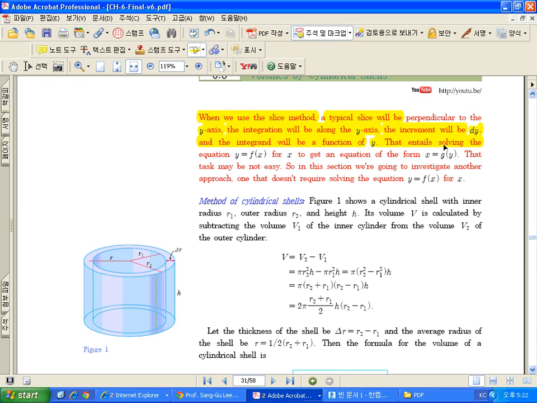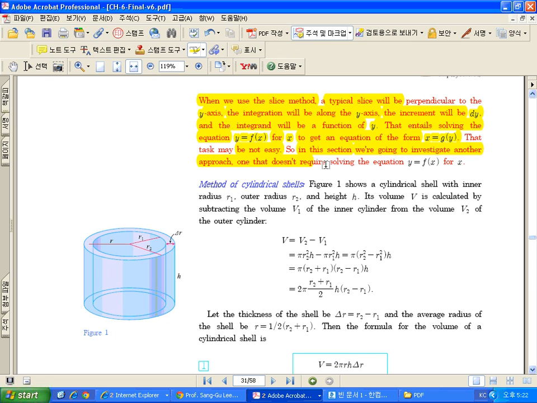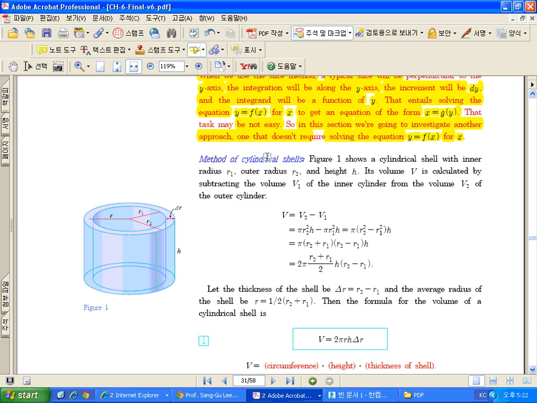So that entails solving the equation y = f(x) for x to get an equation of the form x = g(y). The task may not be easy. So, in this section, we are going to investigate another approach, one that doesn't require solving the equation y = f(x) for x. That method is called the method of cylindrical shells.